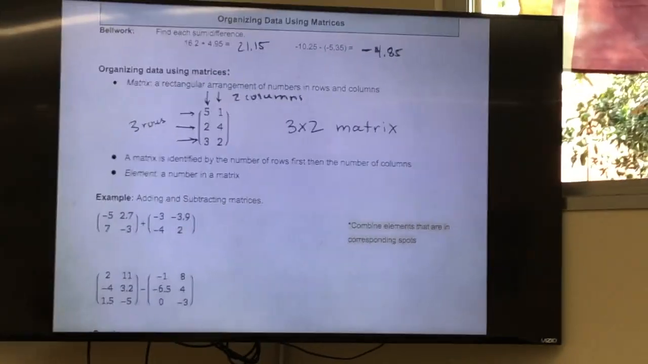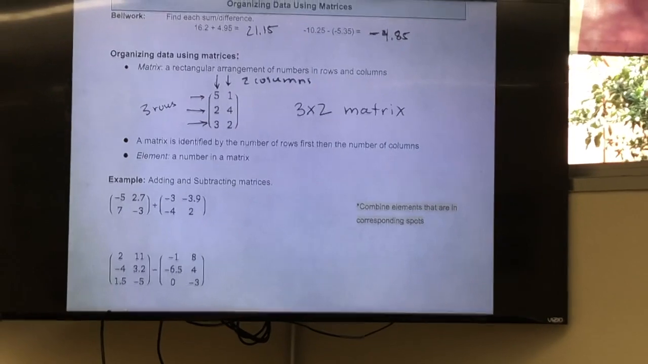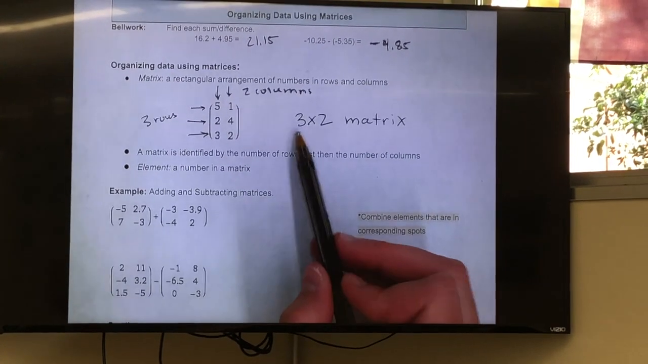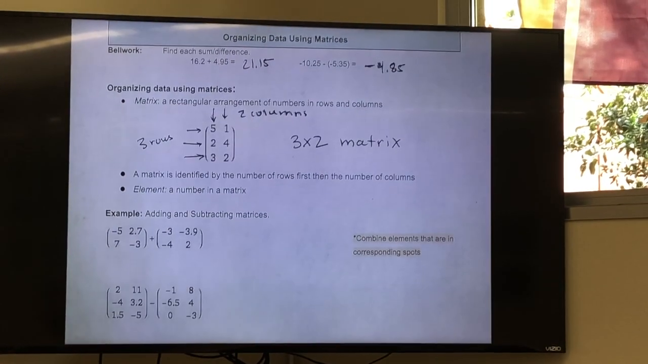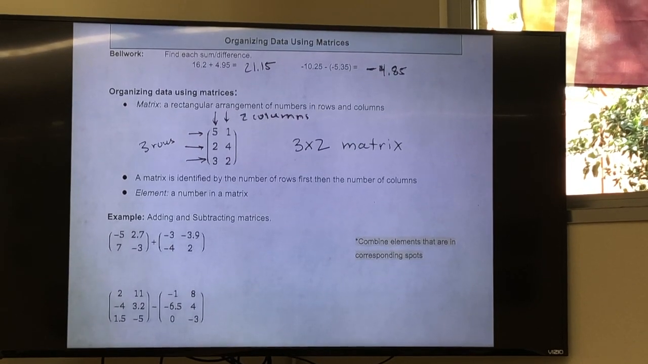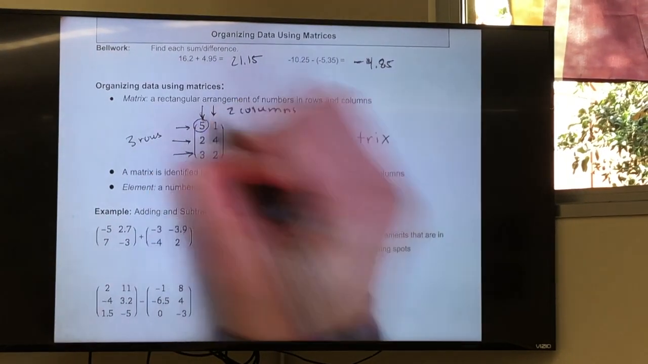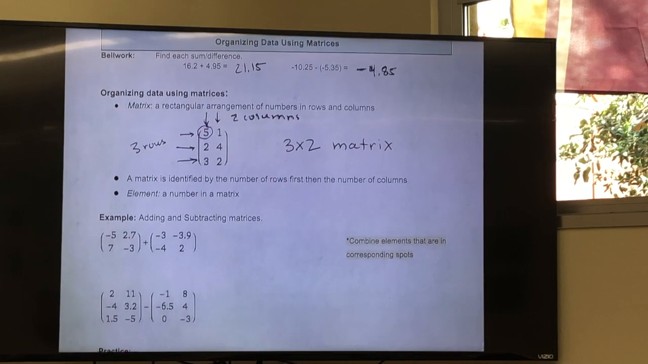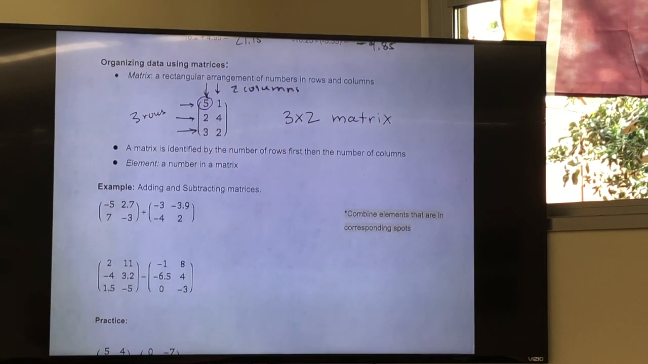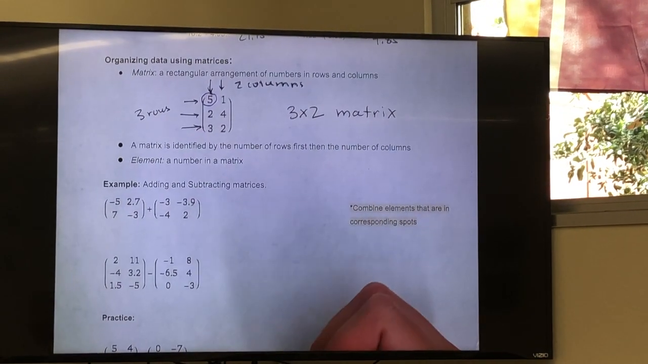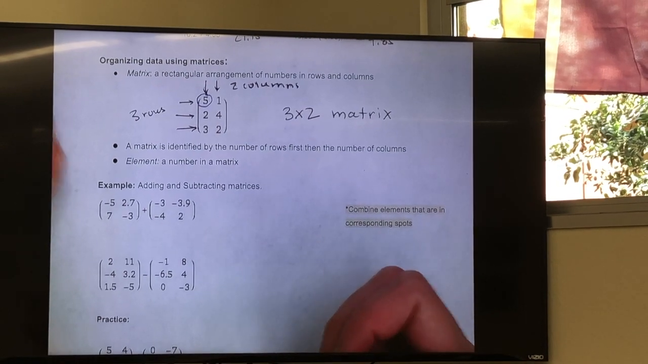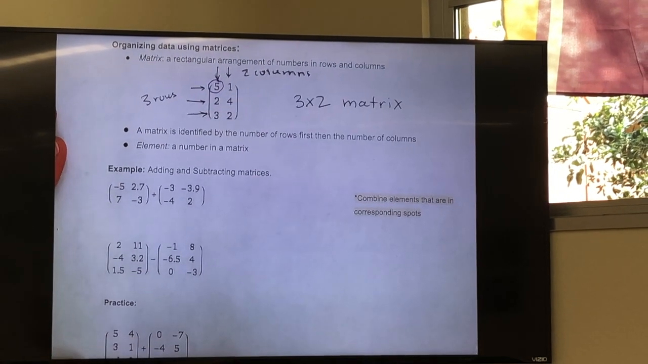A matrix is identified by the number of rows first and then the number of columns. An element is a number in a matrix. For instance, 5 is an element in the matrix. So what we're going to be doing for the first part is adding and subtracting matrices. I think you will all find this a very easy lesson.